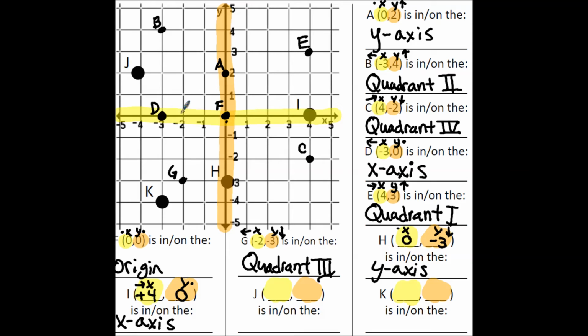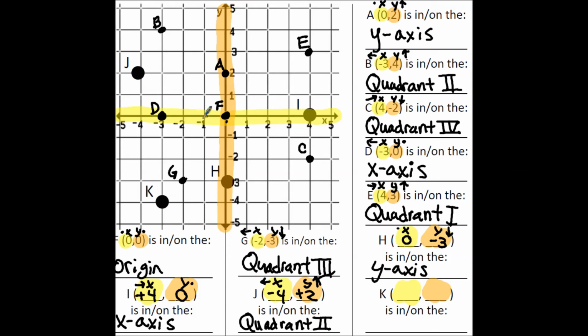Now, if we go to the left 4, our x-coordinate is going to be negative 4, and to get to J for our y-coordinate, we're going to go up, or a positive 2. So our y-coordinate is a positive 2. And we get to the second section when drawing our C on the coordinate plane, so that is going to be in quadrant 2.